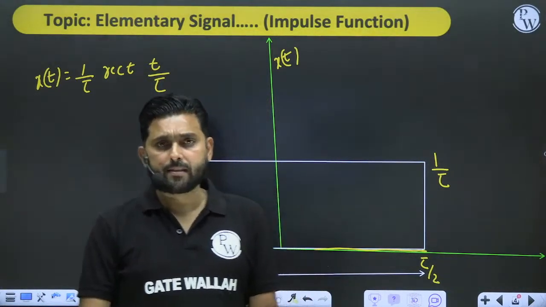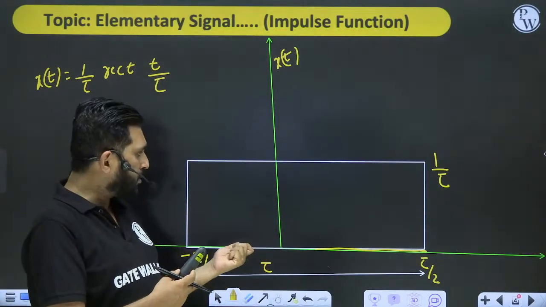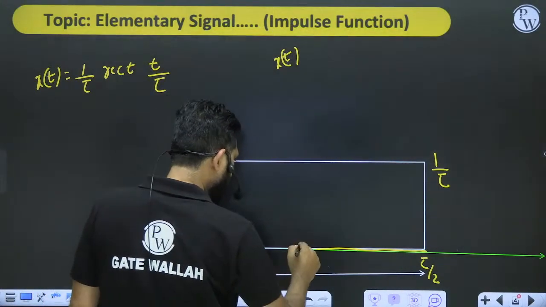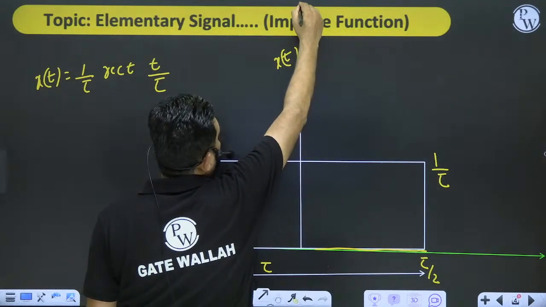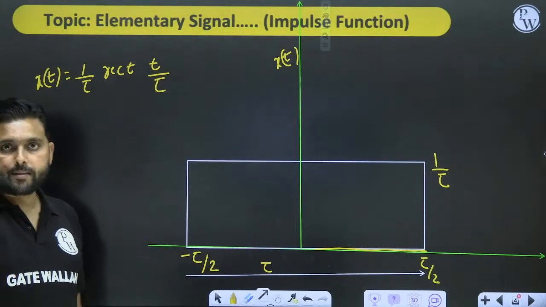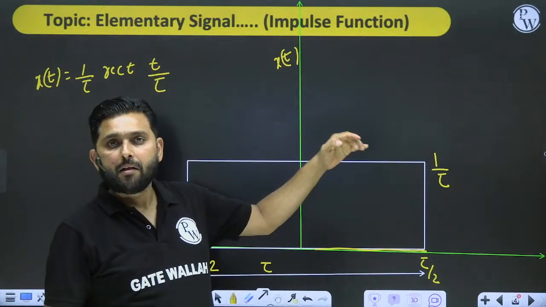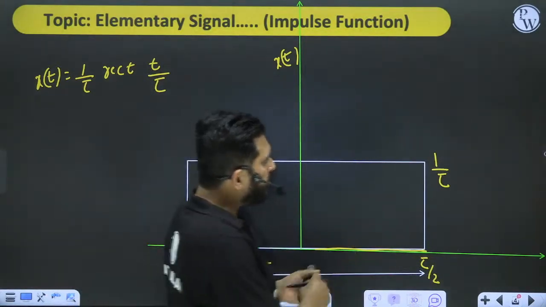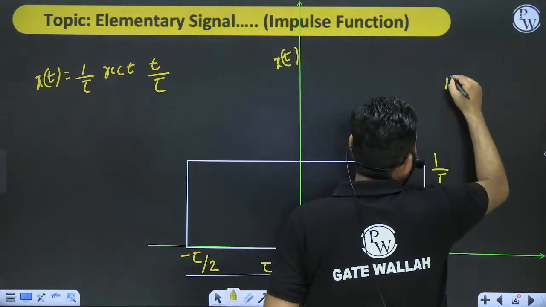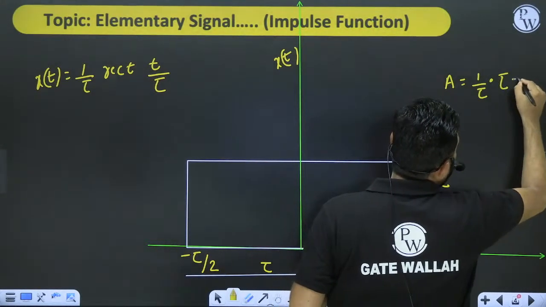Now what I am doing is that I am going to reduce the width. I will reduce the width and increase the height by maintaining the area under the curve. What is the area under the curve of this function? The area under the curve of this function is 1 by tau into tau, which is 1.